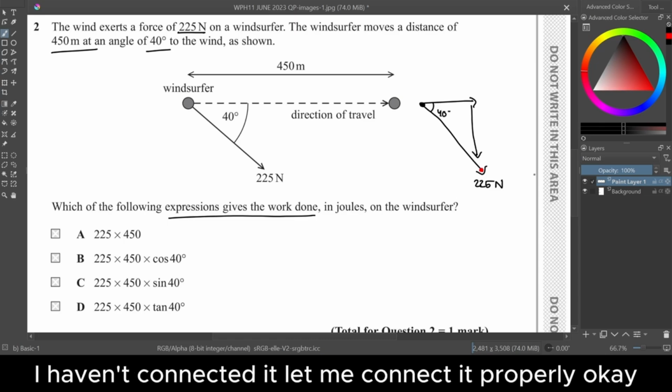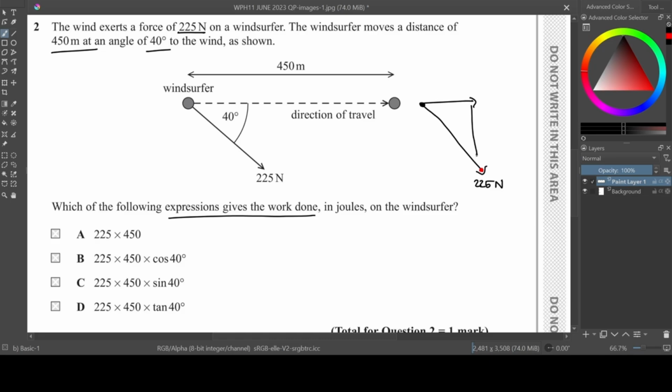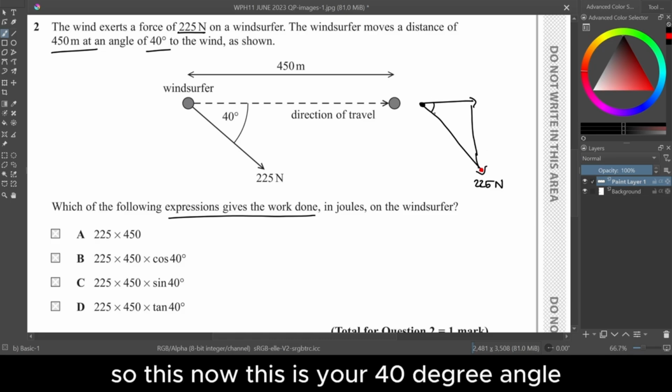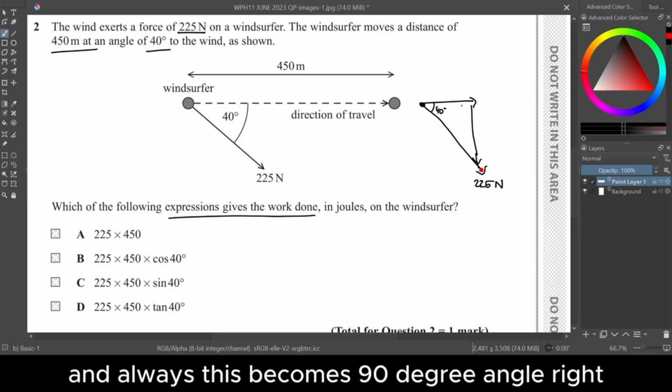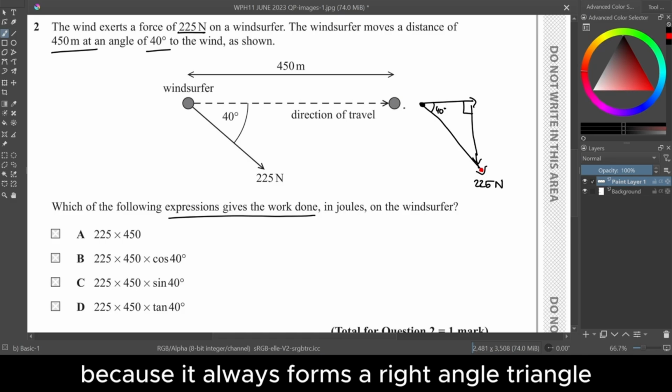Sorry, I haven't connected it. Let me connect it properly. Okay, so now this is your 40-degree angle, and always this becomes a 90-degree angle, right? Because it always forms a right angle triangle.